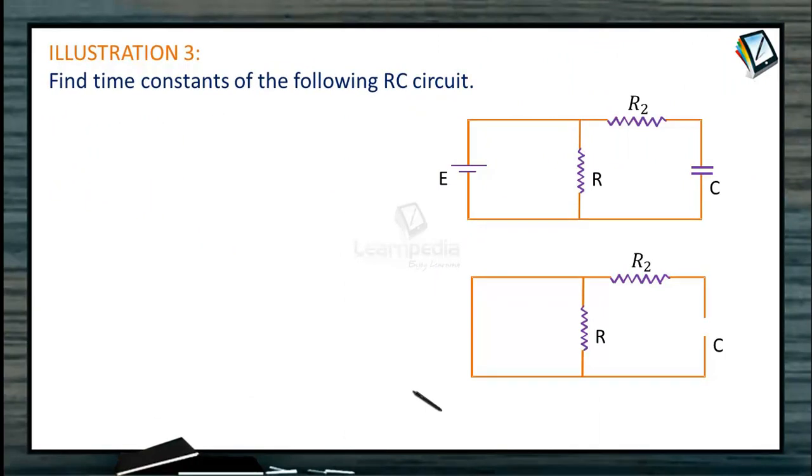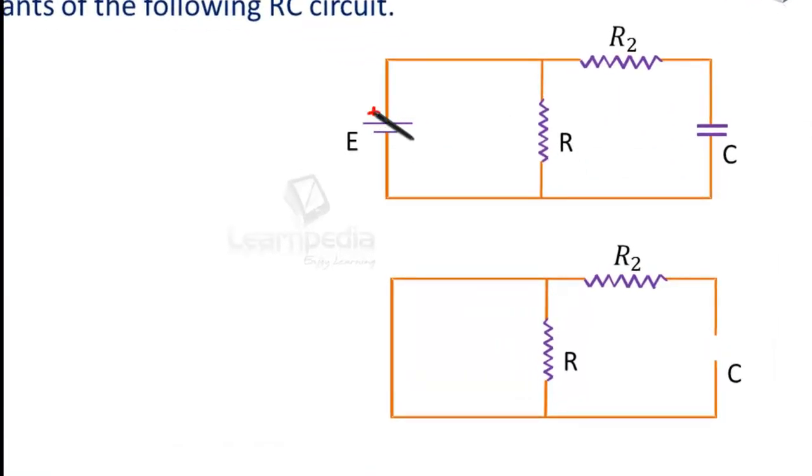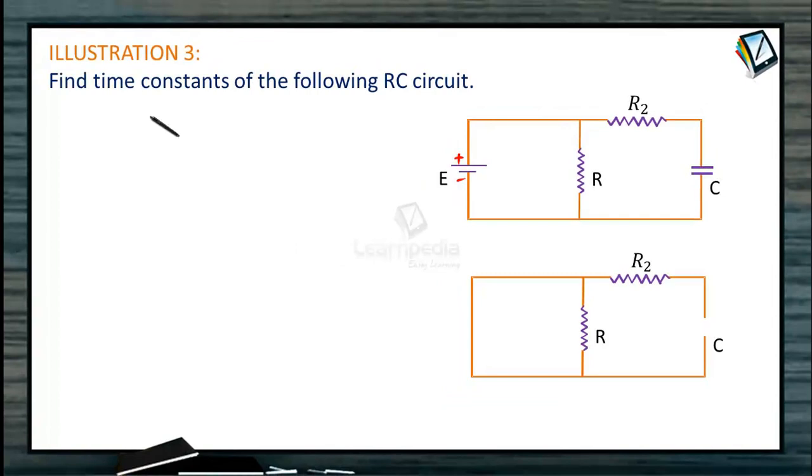Illustration 3. Find the time constant of the following RC circuit. This is an RC circuit with resistance R, the battery, a second resistance R2, and the capacitor C. When we have to calculate the time constant, it can be written, when more resistors are there, as R equivalent into C, RC.